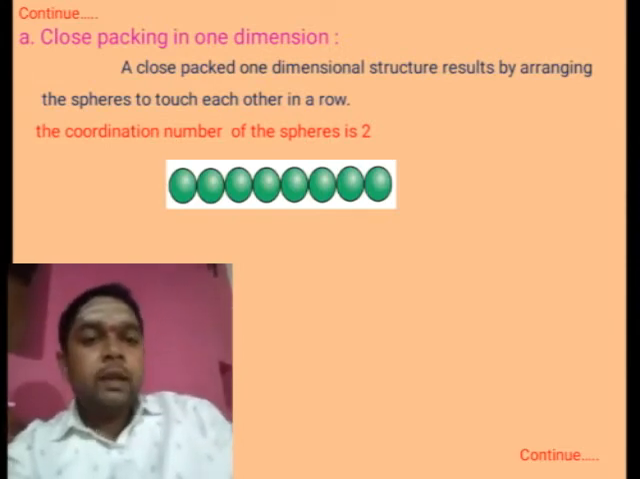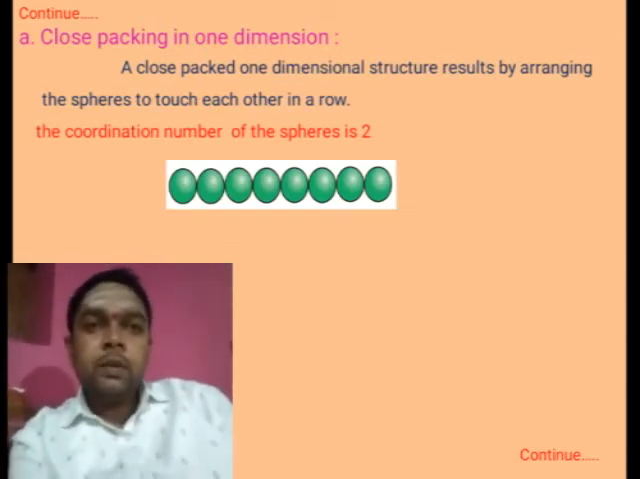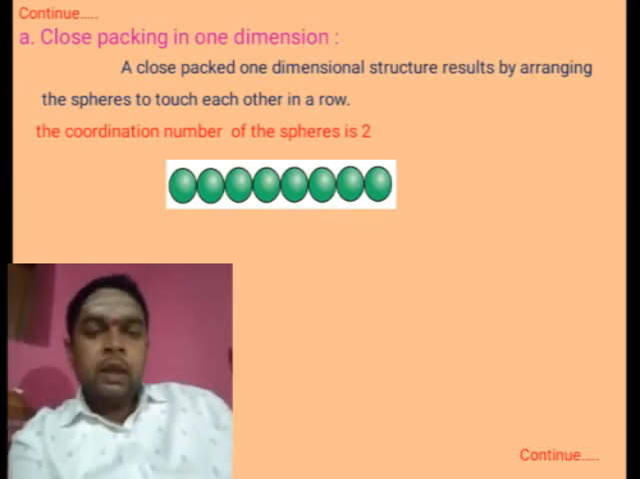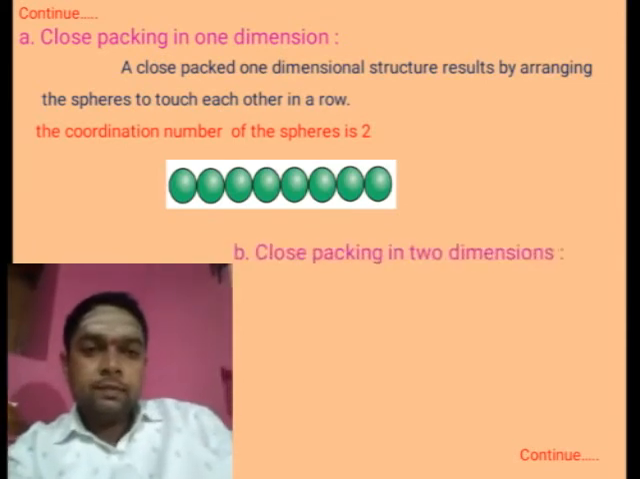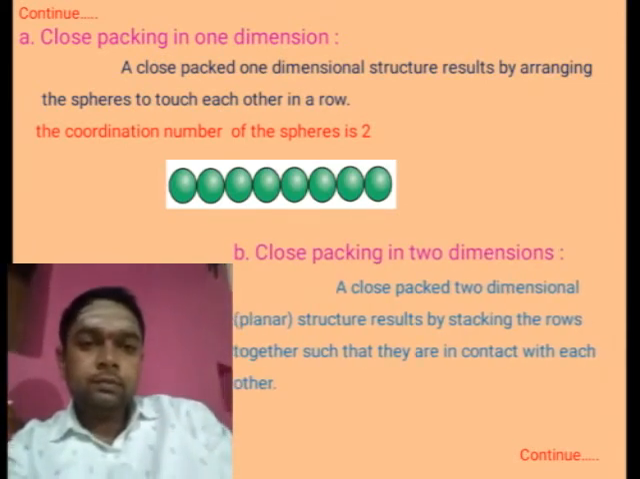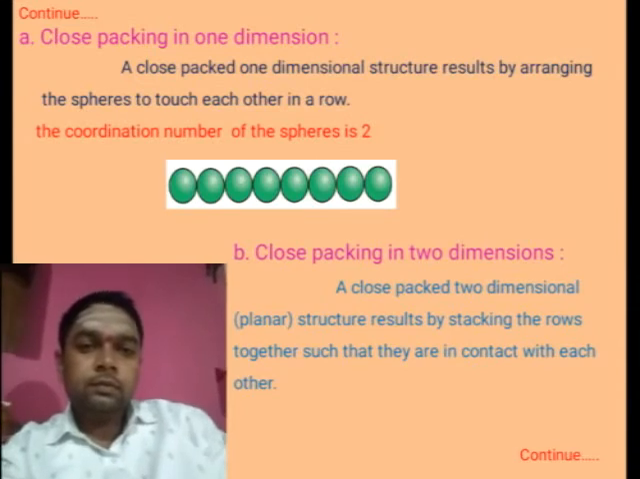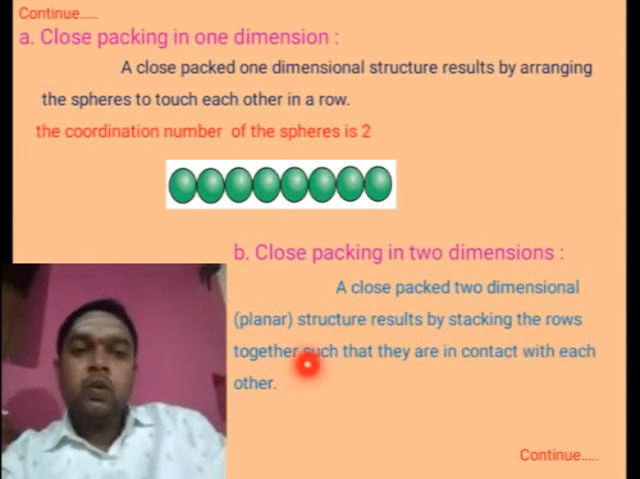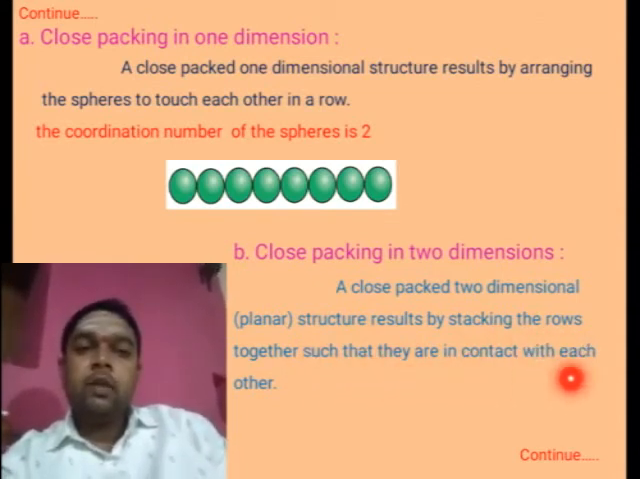Next is close packing in 2 dimensions. A close packed 2-dimensional planar structure results by stacking the rows together in such a way that they are in contact with each other. These layers are placed as a close-packed two-dimensional structure.